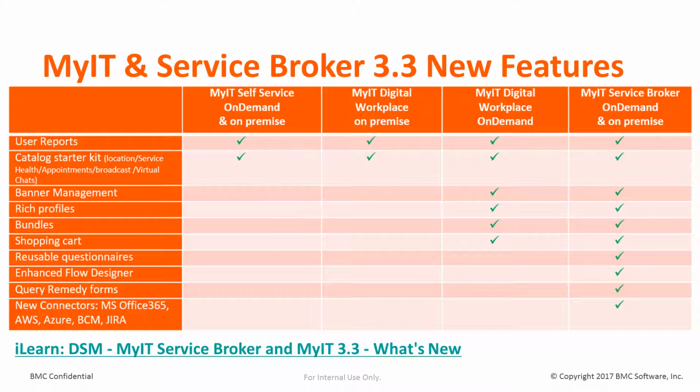So the digital workplace, whether it's on-prem or on-demand, is going to dictate what type of capabilities are available to the end user. But basically, what you're going to get is what we call the enriched catalog, which has the banners which were introduced with 3.3 and the rich profiles in MyIT. Or if you're on-prem, you get the full-blown MyIT, and then you have Service Broker itself, which gives you access to everything. You get the banner management, you get the shopping cart, you get access to the connectors and all of that good stuff.